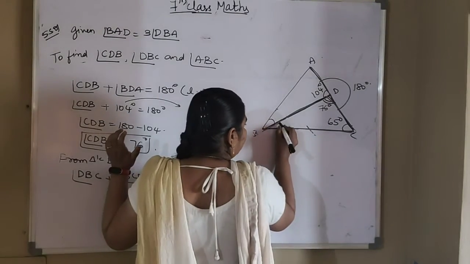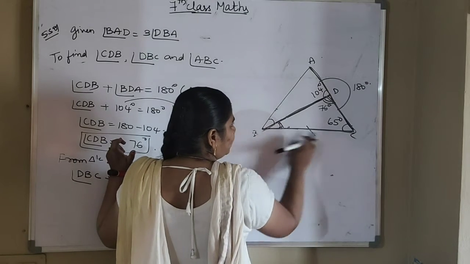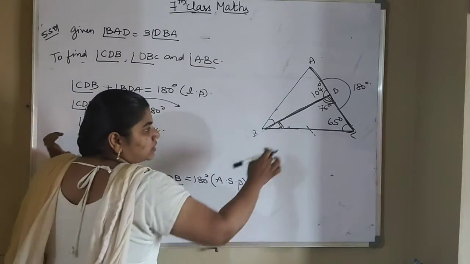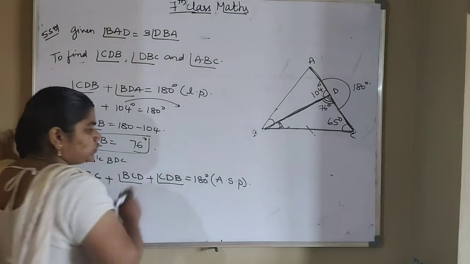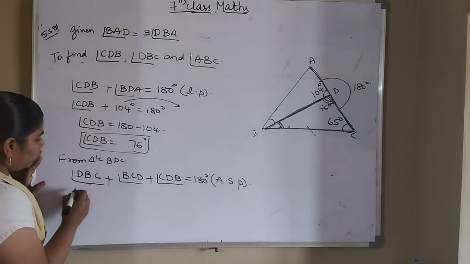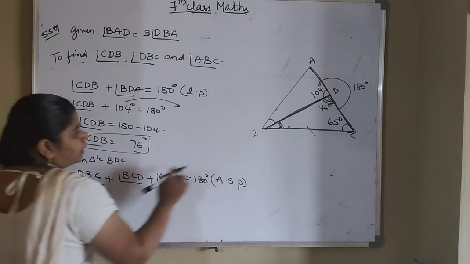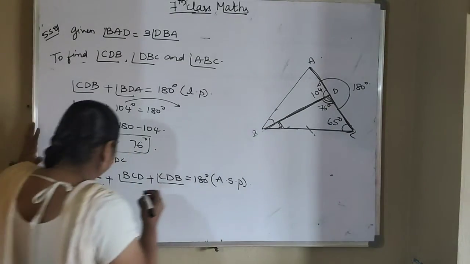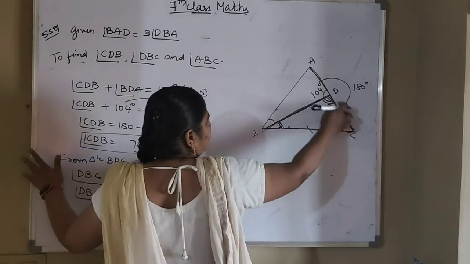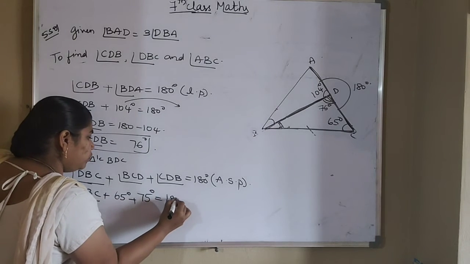So this angle DBC and C we can write in the form of BCD and D can be written in the form of CDB. The sum of three interior angles will be equal to 180 by using angle sum property. So this DBC we don't know, so I am writing it as it is, plus BCD they have given us 65 plus CDB value you got as 75 is equal to 180.